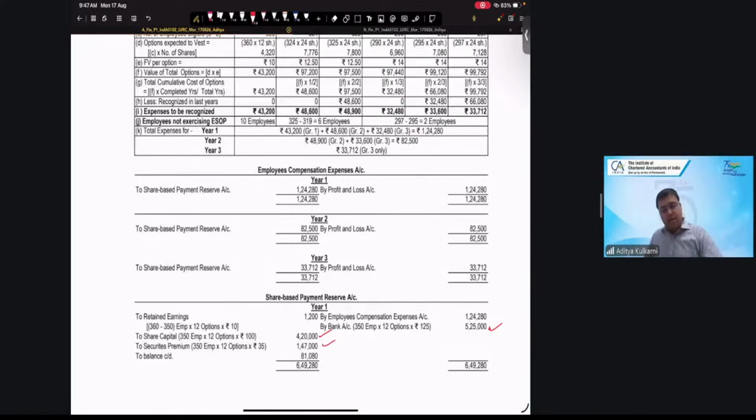Can I move the entire SBP reserve balance to retained earnings? Answer is no, because group 2 and group 3 vesting is still pending. So to retained earnings, I will move 10 employees into 12 options into rupees 10. So 1,200.